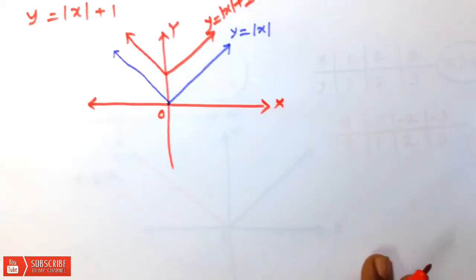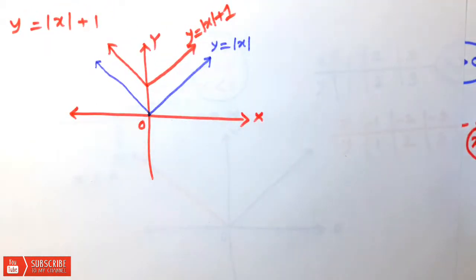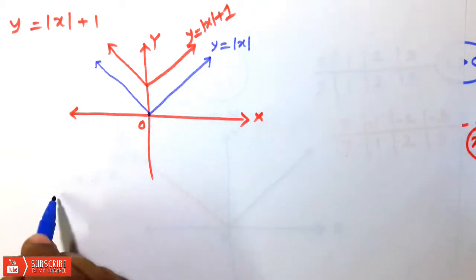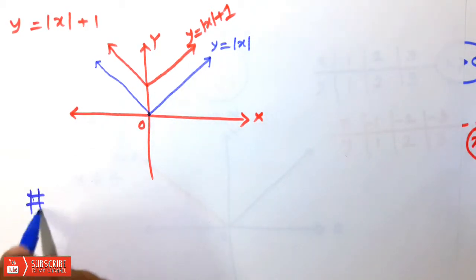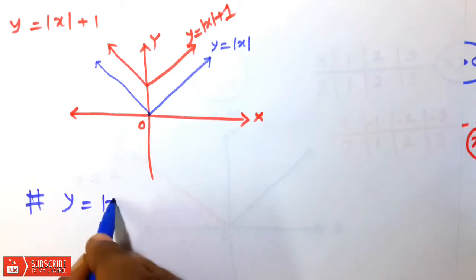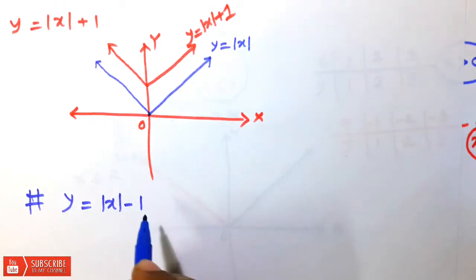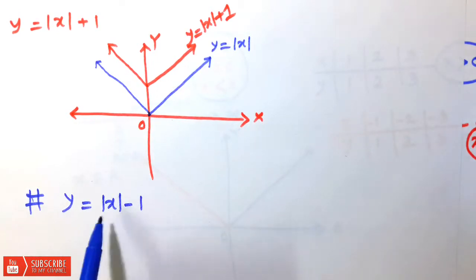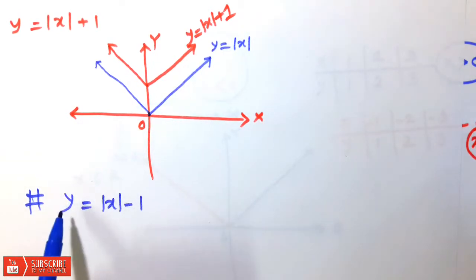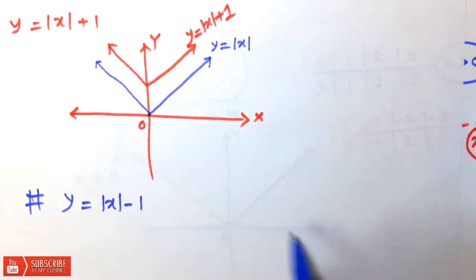Next we want to draw another graph. Say the graph is for y is equal to modulus x minus 1. Okay, so again we find that there are several points. Y is equal to mod x, next one is y is equal to mod x minus 1.